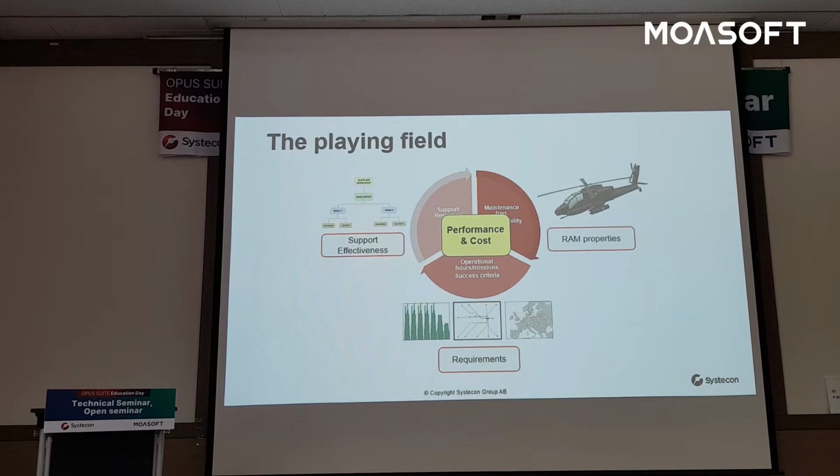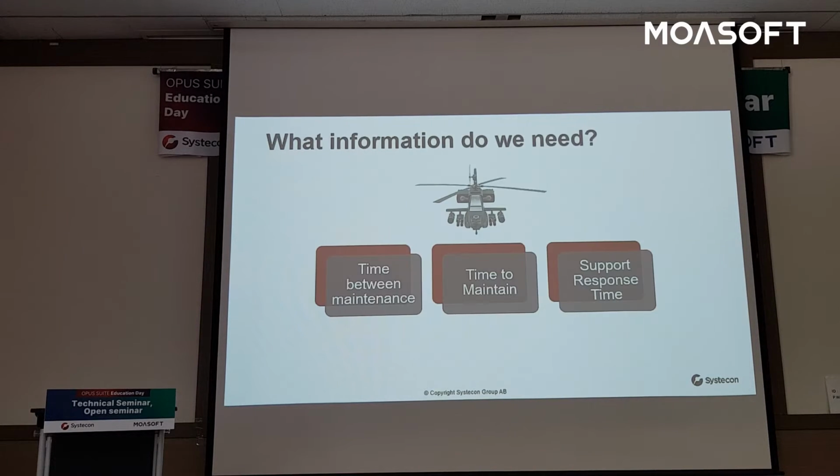So we'll be focusing again back at this picture on the performance and the cost. I showed this yesterday as well, so I'll do it pretty quick, but it's just to understand what kind of information we need. If it's a simple question, if you're just looking at the capability of this helicopter, maybe it's enough to know only the time between maintenance, the time to maintain, and the support response time, and then we can pretty much know the availability or capability of the helicopter.